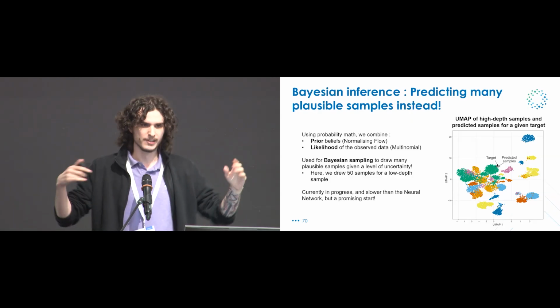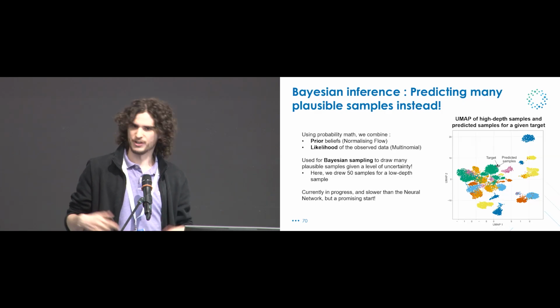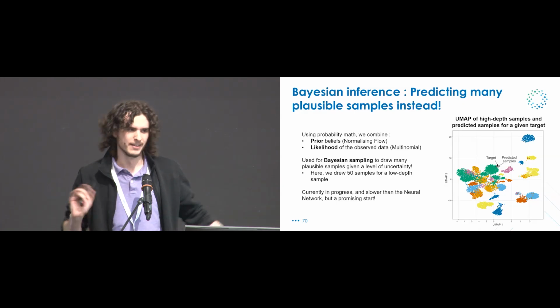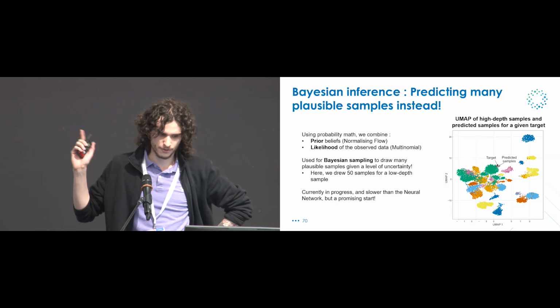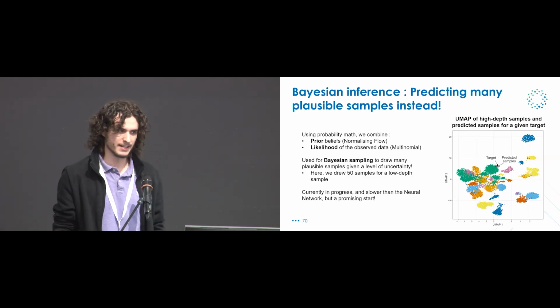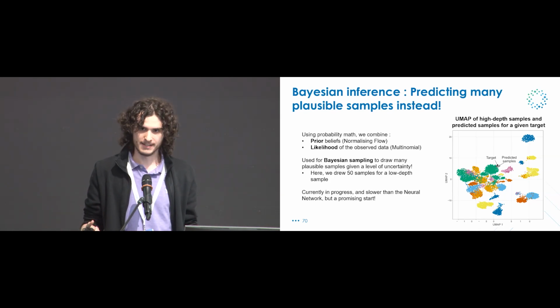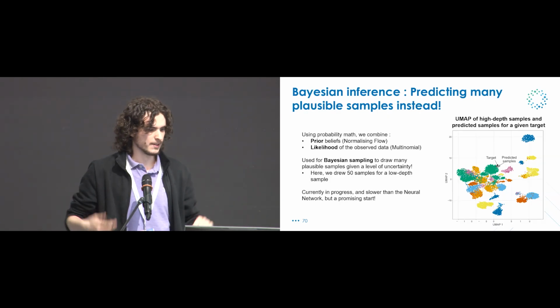It's complicated. So we used a neural network called a normalizing flow, which converts these complicated data into an easy distribution. Afterwards, we also used the likelihood of the observed data, which is very easy. It's just a multinomial distribution. Combine that with Bayesian sampling. All that is details. What is really interesting is that this allows us to instead get a variety of plausible samples instead of just one. And the more uncertain the model is, the wider the breadth of the plausible samples will be.